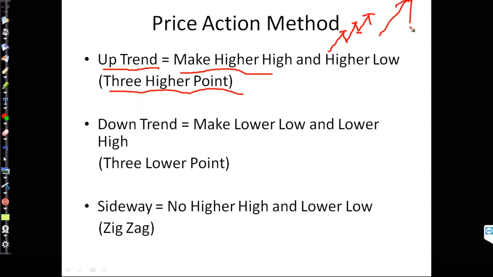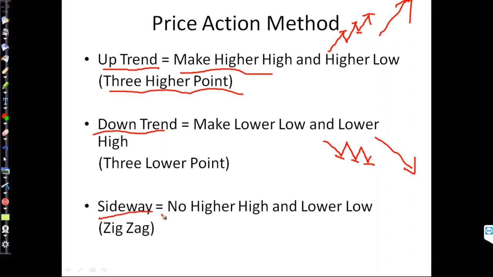Remember, this is the first method. And the second method is almost the opposite. They will create lower low and lower high, lower low, lower high and lower low. So we have seen here three lower points, one, two, three. When price runs like that, we'll confirm the trend is downtrend. Criteria number one, this one, right?